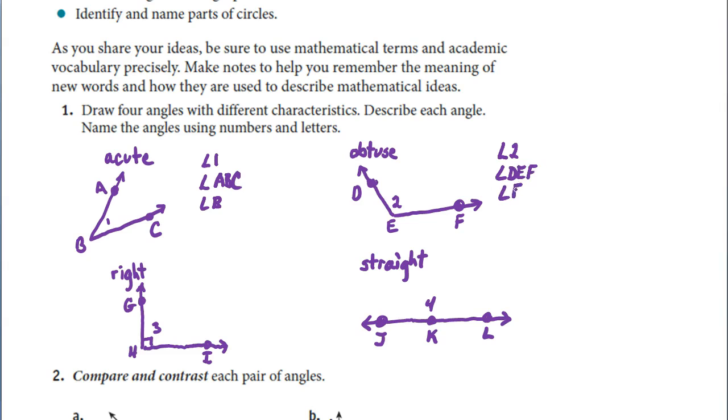or angle E. Here's a picture of a right angle. This right angle could be named angle 3 or angle GHI or simply angle H. This little box indicates that this is 90 degrees. Finally, the last type of angle is called a straight angle. It's formed from opposite rays. This could be angle 4, angle JKL, or angle K. Here are the 4 general types of angles.